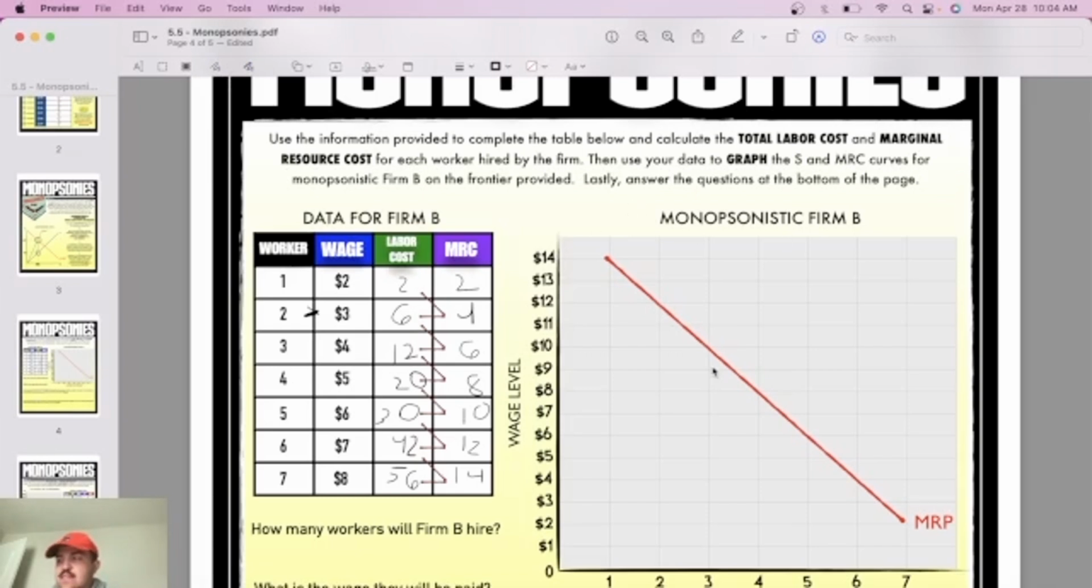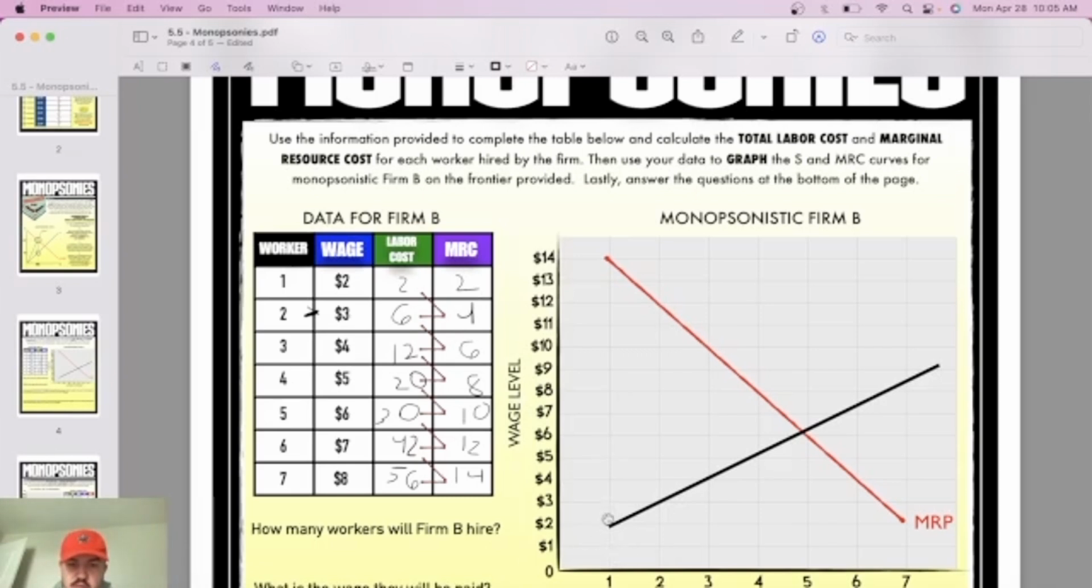We need to draw our S and our MRC curve, okay? I think probably the easier one for us to graph is probably going to be the wage, where we will start at 2. And we'll go up, and it'll look a little something like that. Not going to be perfect, but actually that's not bad. Okay. The next one, our MRC, is going to go up 2 each.